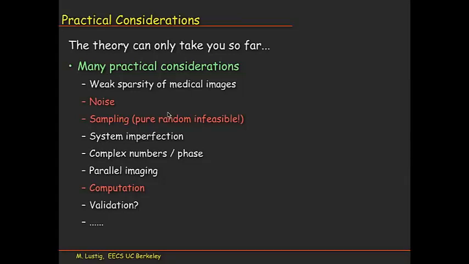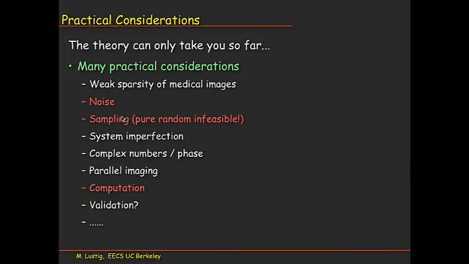Okay, so theory can really only take you so far, because there are many practical considerations when you go and implement these kinds of schemes in practice. For example, medical images are not truly sparse. They're only sparse in the weak sense. It's not just a few coefficients, but a few large coefficients and very small coefficients. So you have to deal with that. Noise, of course, is a problem. Sampling, pure random sampling, is in fact infeasible.